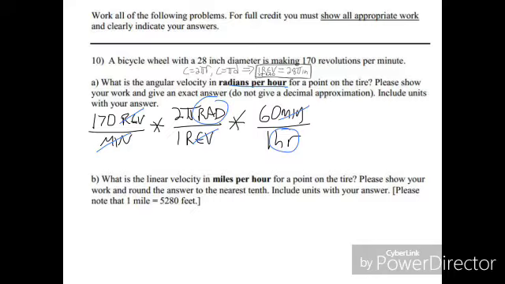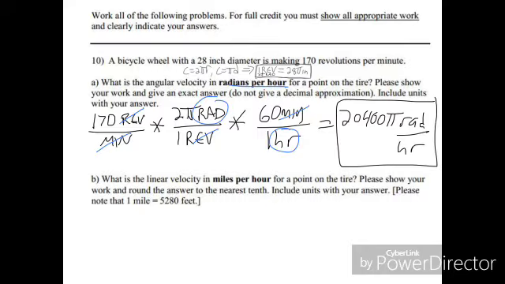And do not give a decimal approximation. So we're not going to use 3.14 for pi, but we still need to take the 170 and the 2 and 60 and multiply those together. And it gives us 20400. So we have equals 20400 pi radians per hour.